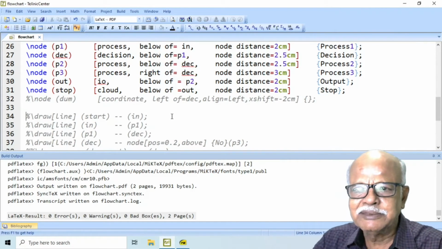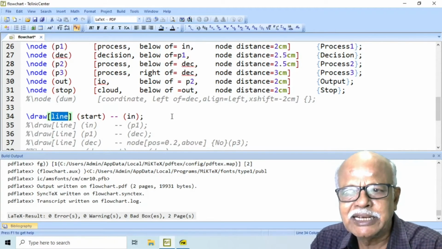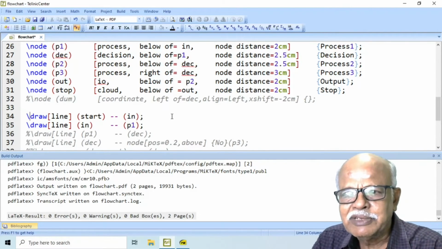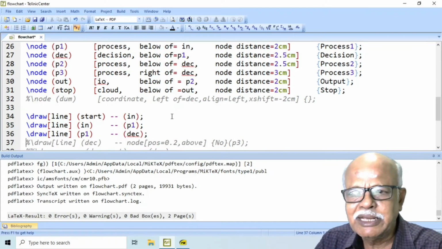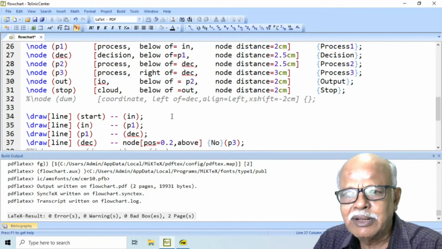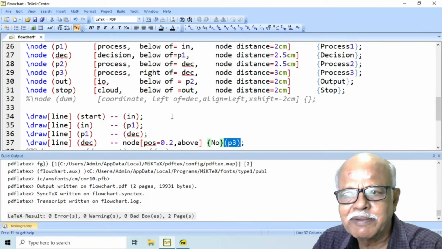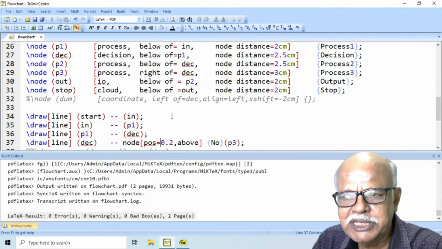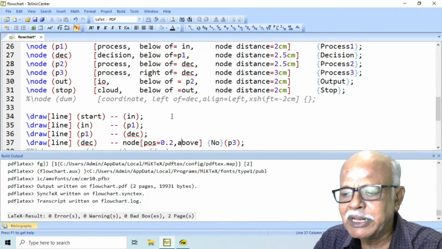In the first case, we draw as per this style. We have already defined what we mean by line, and then we start from start and go up to the input block. Similarly, the other cases. Now, let us consider this case. We draw from the decision block up to the P3 block, and then here we have a node which is positioned at a distance of 0.2 from the decision block, and it is available above.